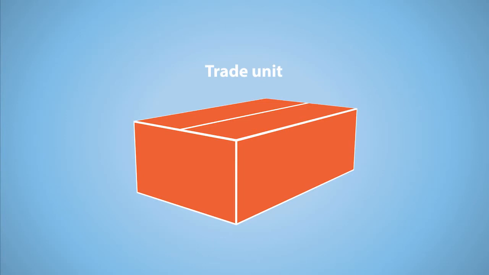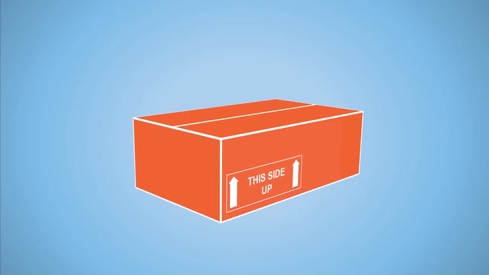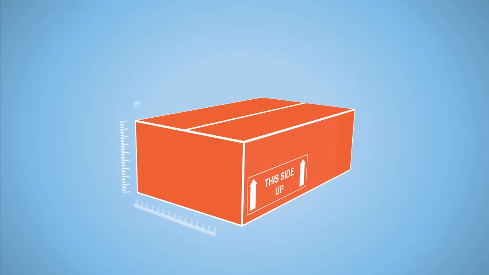A trade unit is measured in the following way. Start by determining the natural base. This is often indicated by words or arrows. With the natural base below, you can now start measuring height, width, and depth.